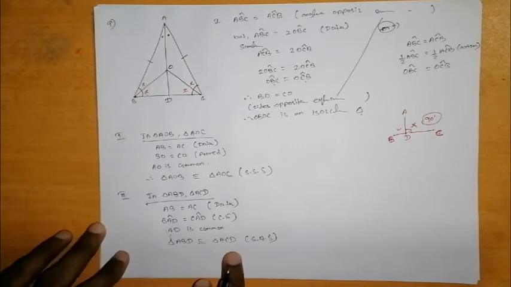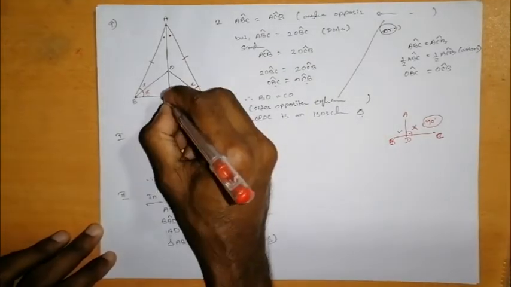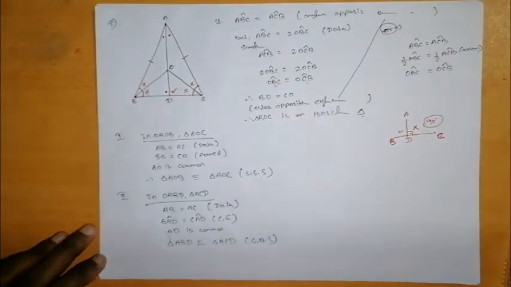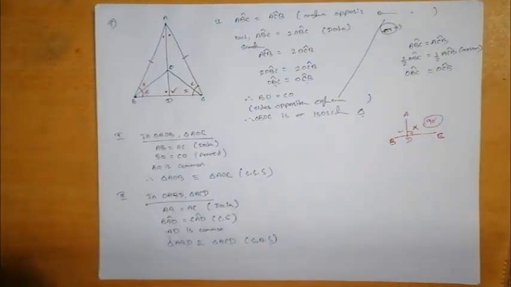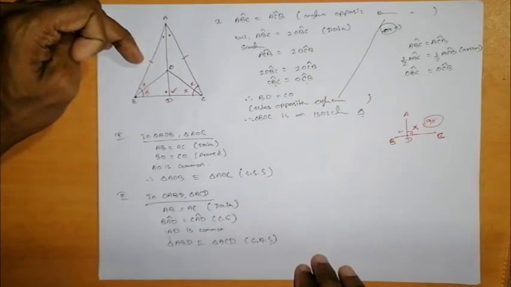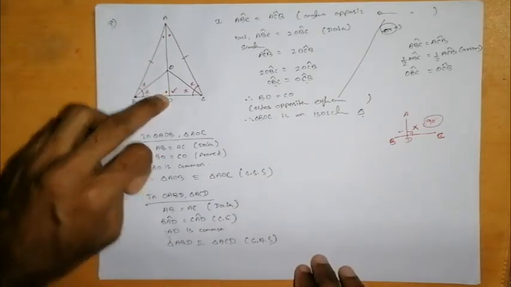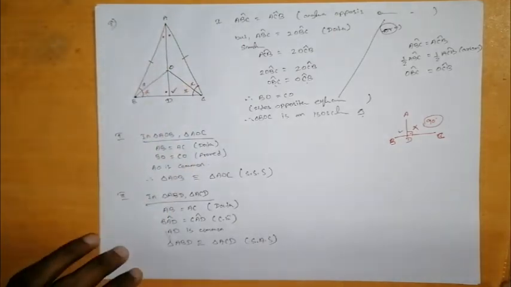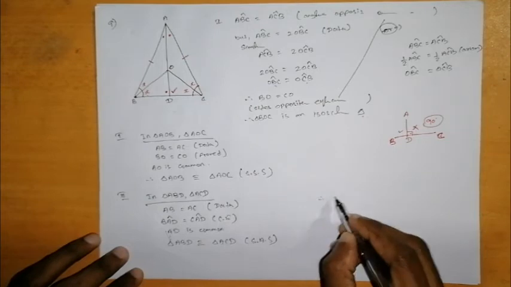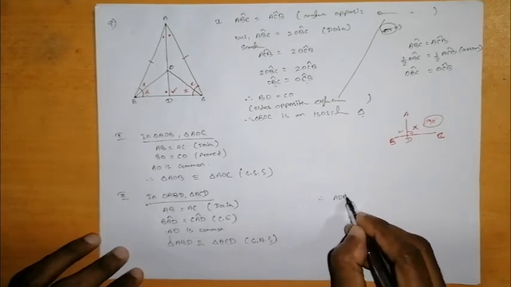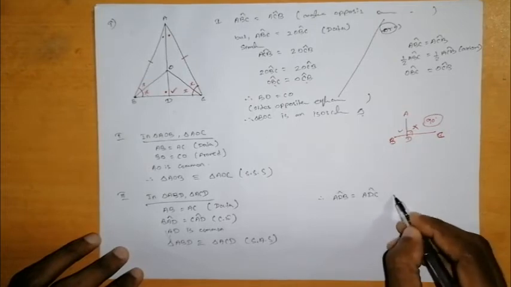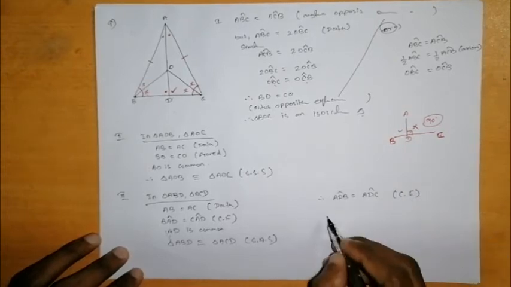From this congruency, we can name this angle and this angle as corresponding angles. Is that correct? The opposite angle of AB is this one. The opposite angle of AC is this one. So those are corresponding angles. So that's why we go for the congruency. So therefore, ADB equals ADC, corresponding elements.